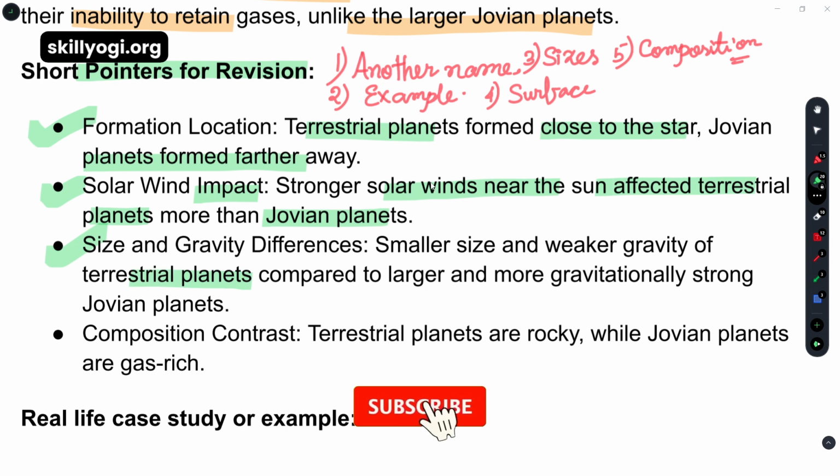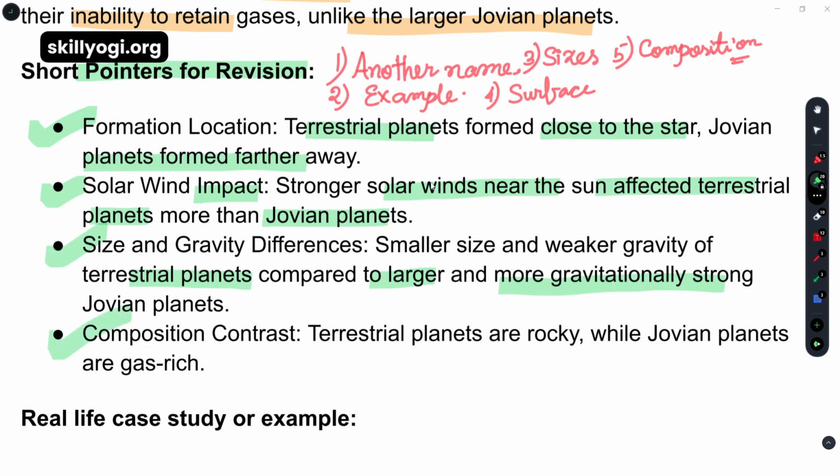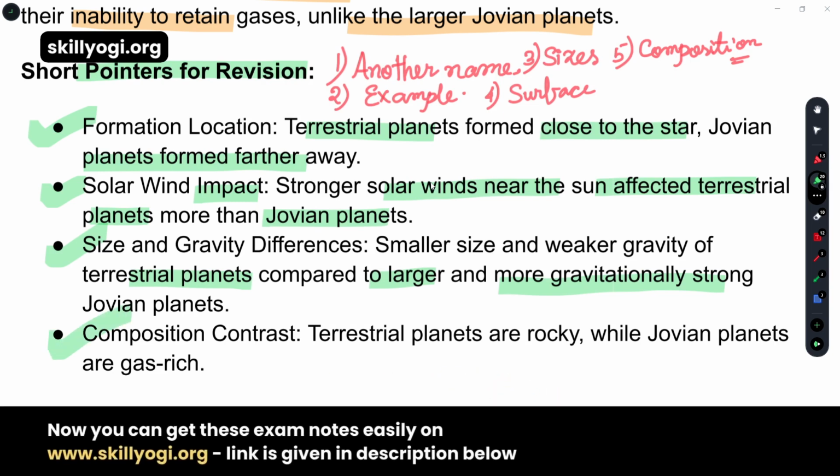Terrestrial planets are comparatively smaller, yet more gravitationally strong rather than the Jovian planets. And composition: just now we have learned that terrestrial planets are rocky, but Jovian planets are gas rich. That means the surface of these planets is gaseous.